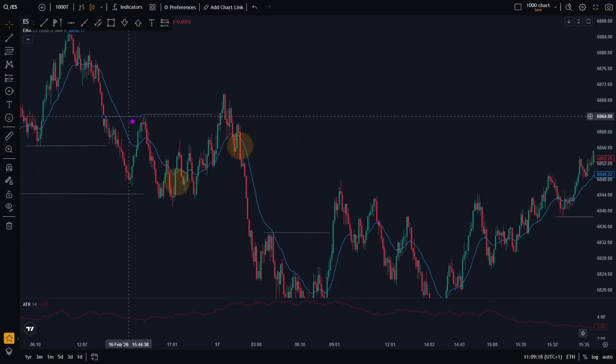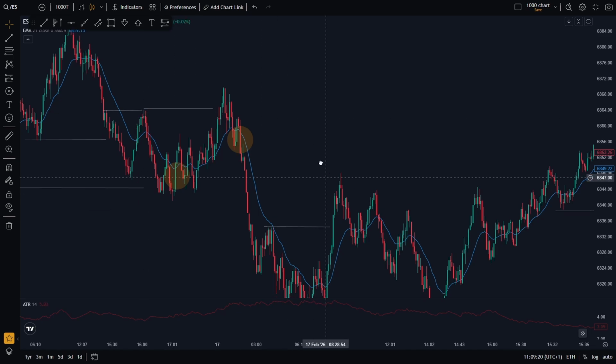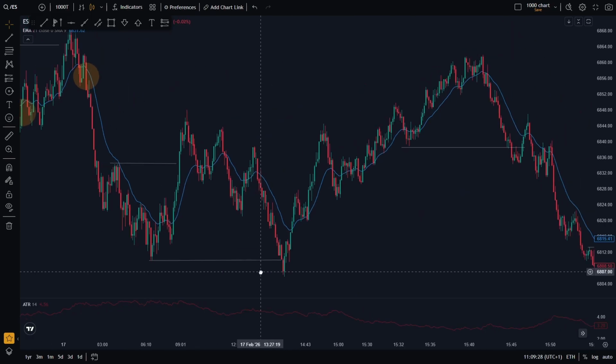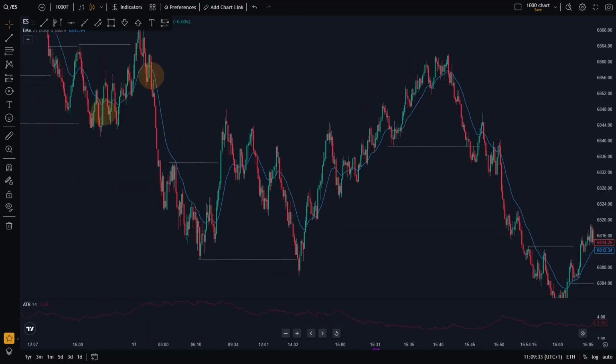You can see it here. This is a very small one. This is a bigger one. There is another one here. There is another one here. Now we are reversing. So this is the reversal, downtrend, down, up. And as you can see, you can find them all the time.